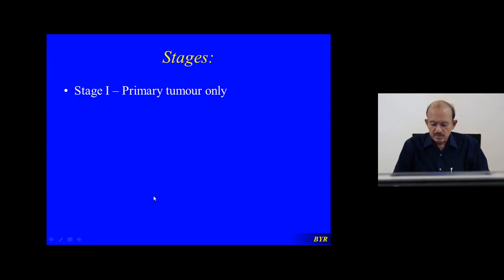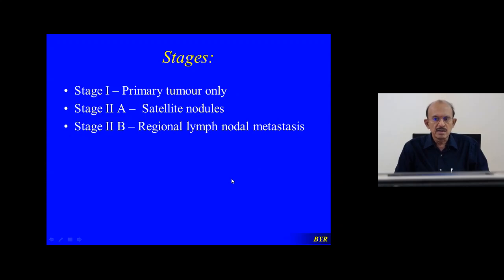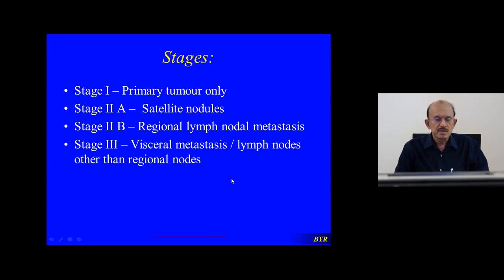Then stages, depending upon the infiltration and metastatic spread. Stage 1, primary tumor only. Stage 2A with the satellite nodules. Stage 2B, regional lymph nodal metastasis. Stage 3, visceral metastasis or lymph nodes other than regional lymph nodes. This is stage 3.